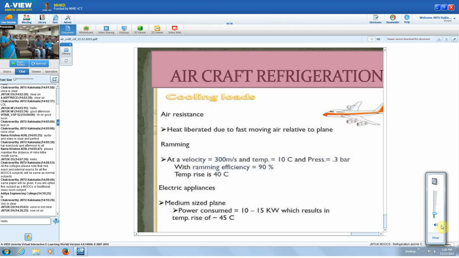And whatever electronic or electrical appliances are used in the cabin or the aircraft will also add some heat. You can see that for a medium sized plane, the power consumed is around 10 to 15 kilowatts. With that electronic and electrical equipment, the temperature will be increased by 45 degrees centigrade.